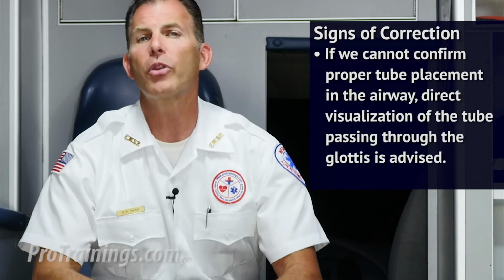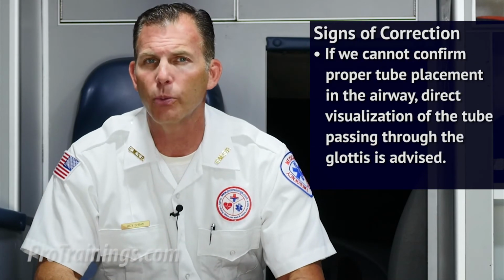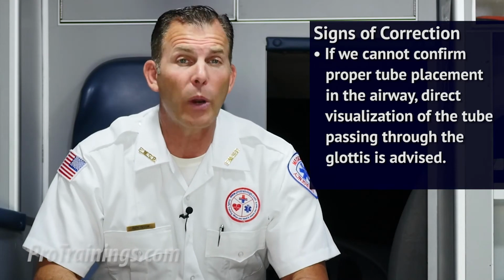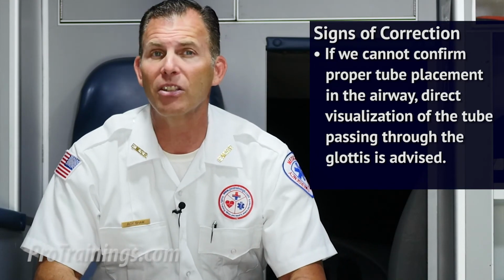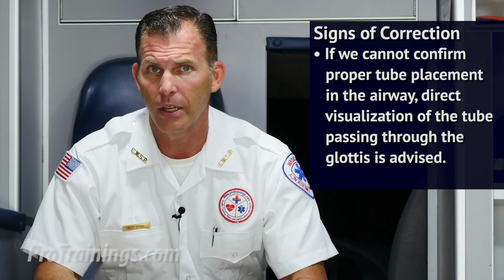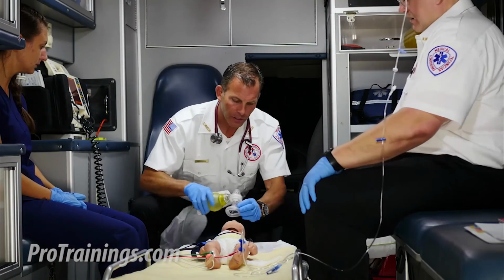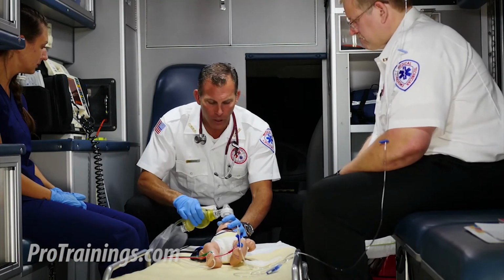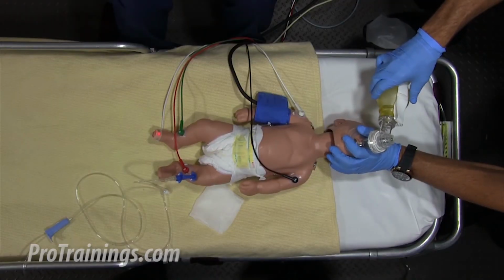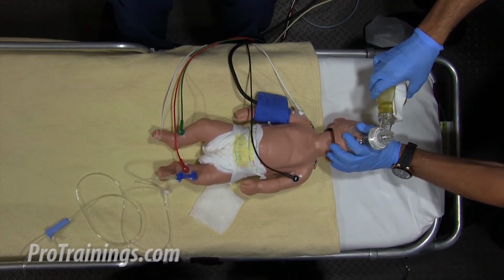It's important to remember that if we cannot confirm proper tube placement in the airway, direct visualization of the tube passing through the glottis is advised. If the provider suspects that the cause of the deterioration is that the tube is misplaced or not working correctly, removal of the original tube and ventilation with a bag mask device may be the best route of treatment until a properly advanced airway solution can be completed.